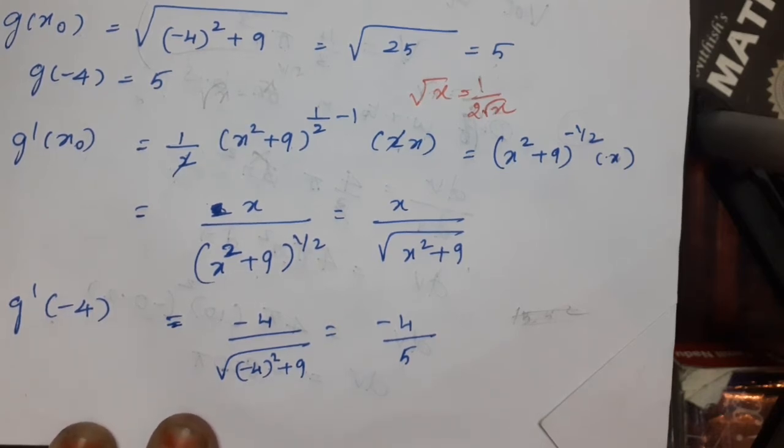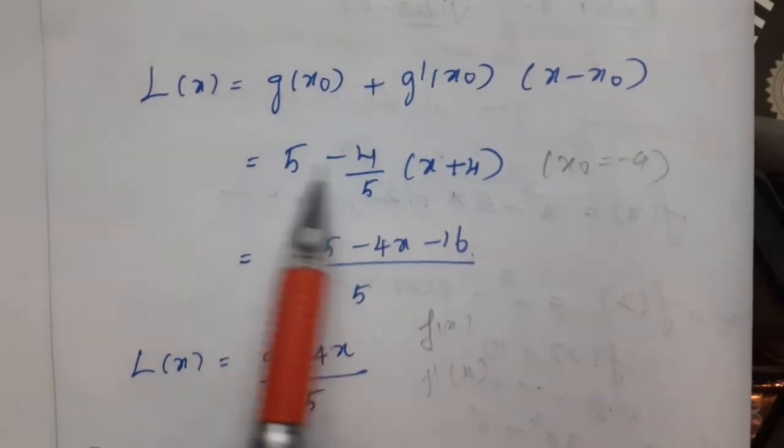Usually, what do you find first? First you substitute the indicated point into the given function. Afterwards, you differentiate. Again, you substitute the indicated point. The function is given as f of x, g of x, h of x, whatever. So first, you find g of x at the indicated point. Afterwards, you find the g dash of x.